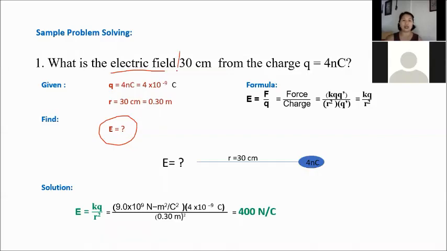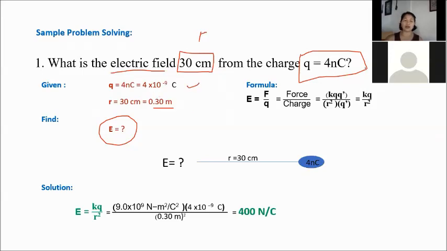And then, 30 cm is our r. Convert automatically to meters. So 30 cm divided by 100 cm is equivalent to 0.3 m. And then next, the charge is 4 nC. What was the n earlier? Nano. So 4 times 10 to the negative 9 coulomb.